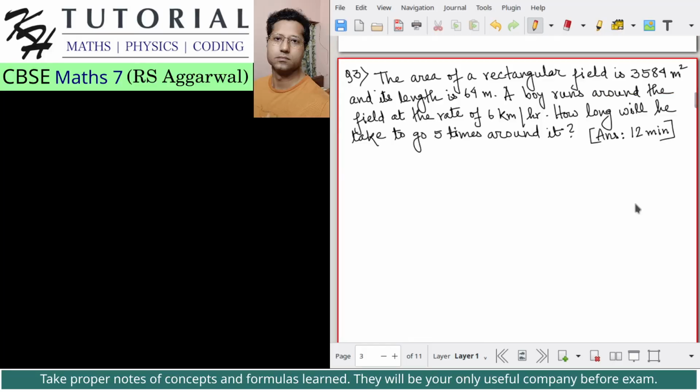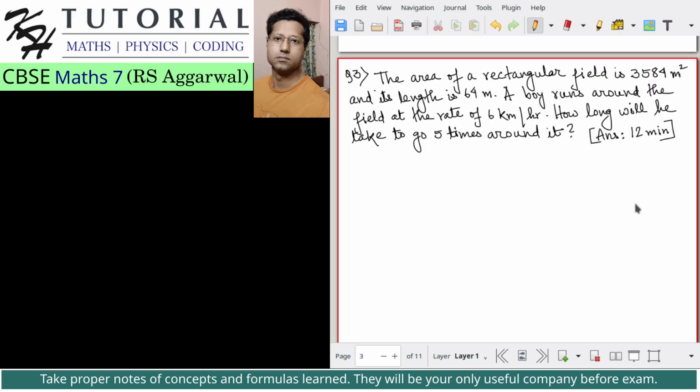The area of a rectangular field is 3584 meters square and its length is 64 meter. Okay, so the area is given and length is given. We can easily find the breadth. A boy runs around the field at the rate of 6 km per hour. How long will he take to go 5 times around it? So one time around the rectangular field means the perimeter of the rectangle. So what will be the total distance traveled by the boy if he goes 5 times around the rectangular field? It will be 5 times the perimeter of the field.